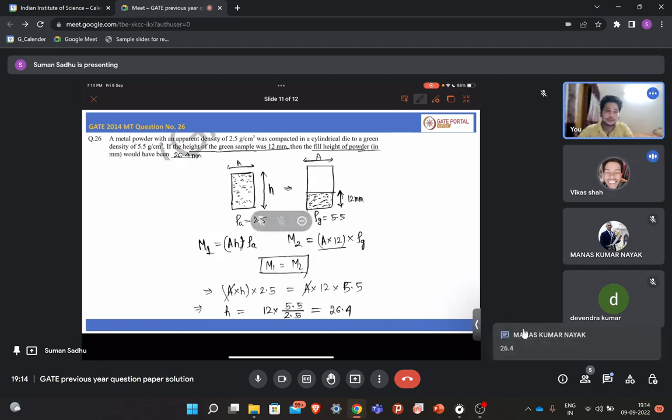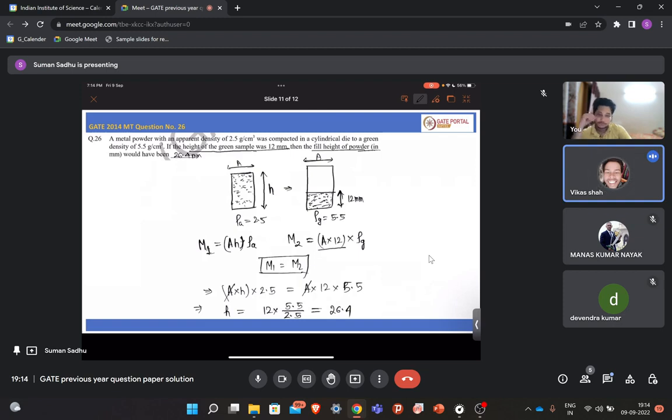Sir, one minute. Here M1 and M2 are equal. But sir, in the case of area we are taking the height as 12 mm, and the area should also be reduced in this case. Why will the area reduce? Because you can see in the question that it is compacted in a cylindrical die.